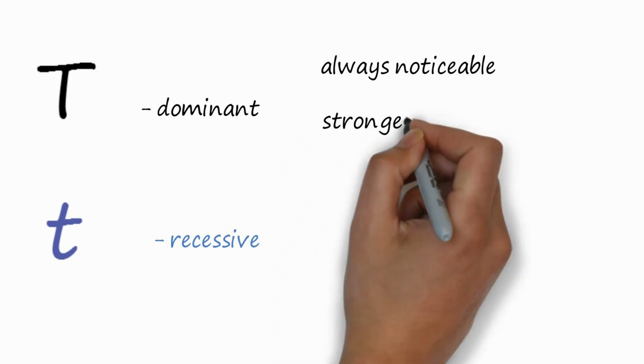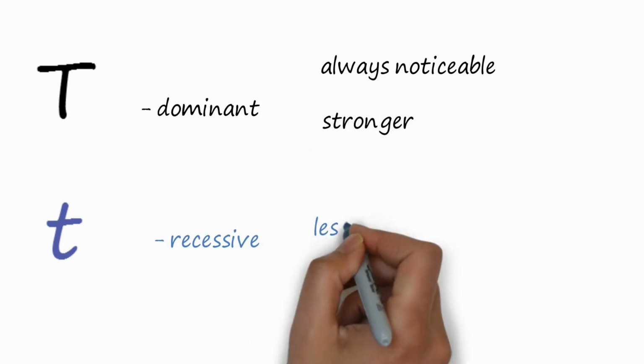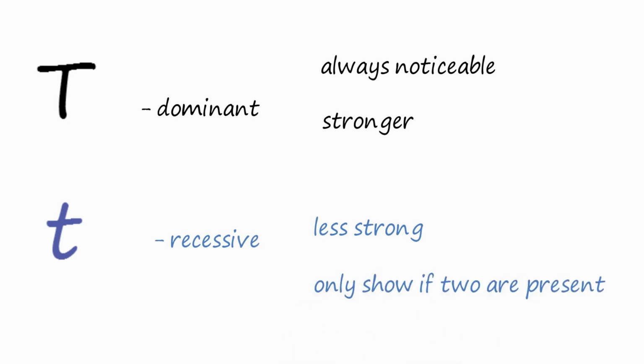Dominant traits are the always noticeable traits, and they're stronger. Recessive genes are less strong and only show through if two are present, or if we get one of each from our parents.